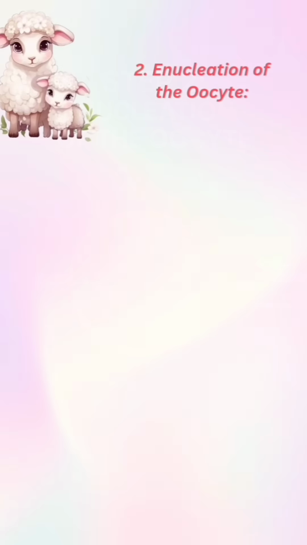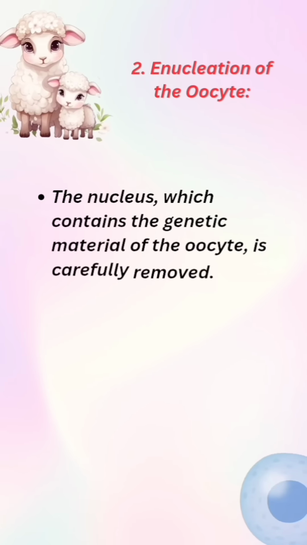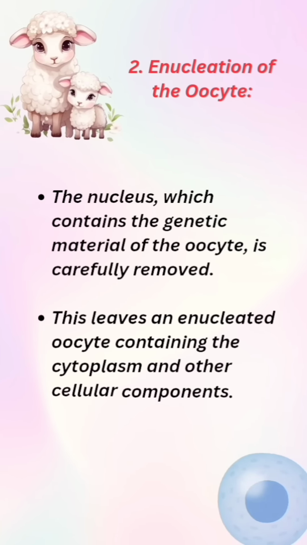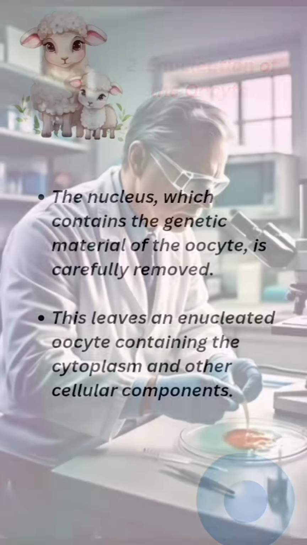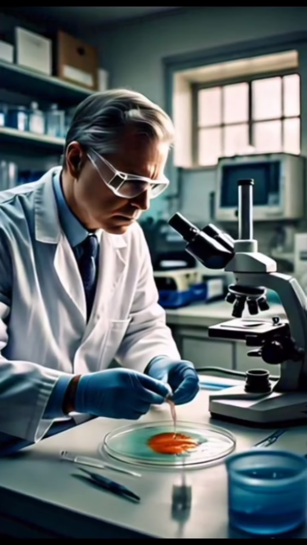2. Enucleation of the oocyte. The nucleus, which contains the genetic material of the oocyte, is carefully removed. This leaves an enucleated oocyte containing the cytoplasm and other cellular components.